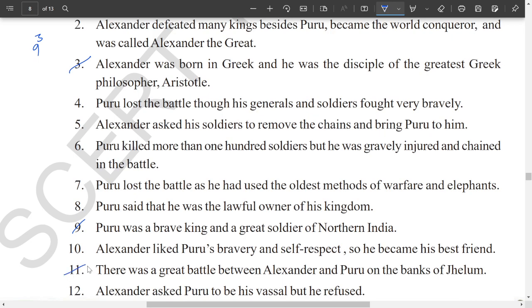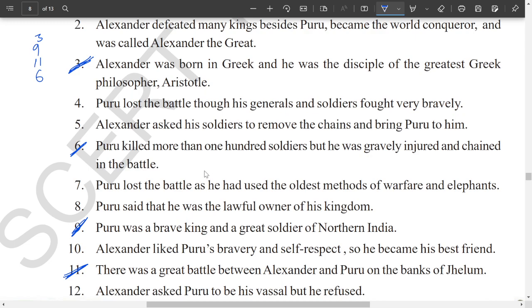Here look at this. There was a great battle between Alexander and Puru. So first Alexander's introduction is given. Next, Puru's introduction is given. And what happened is there was one great battle between these two people. Now what happened in this? Puru killed more than 100 soldiers, but he was gravely injured in the battle. Can you use that? Yes, you can use 6-1. So during that battle, Puru killed more than 100 soldiers.